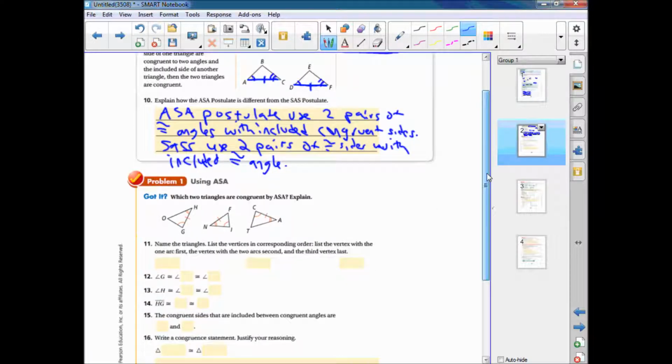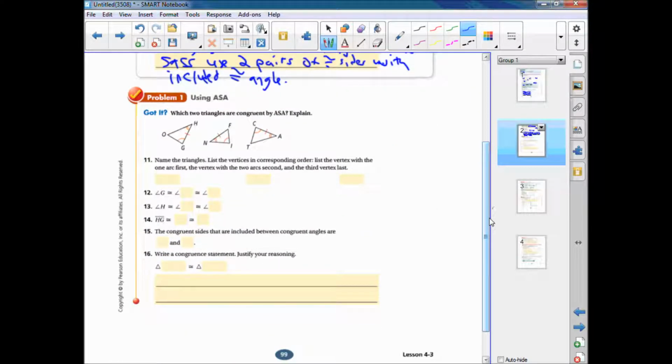So using angle, side, angle. So which 2 triangles are congruent by angle, side, angle, and we need to explain. So we have some steps here to help us with this. So first off, we want to name the triangle. So we're going to list the vertices in corresponding order, which is very important. Okay. And then list the vertex with the 1 arc first, the vertex with the 2 arcs second, and the vertex with the 3 arcs, which isn't drawn. So the third vertex here, third. Okay. But we don't actually know if the one without them are congruent.